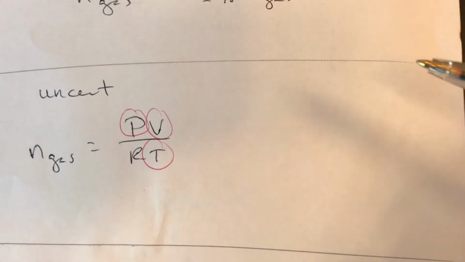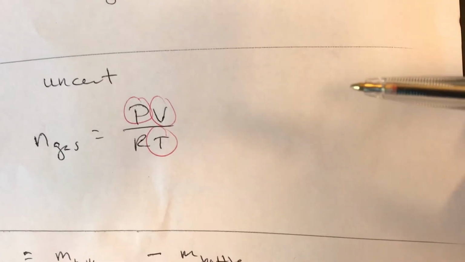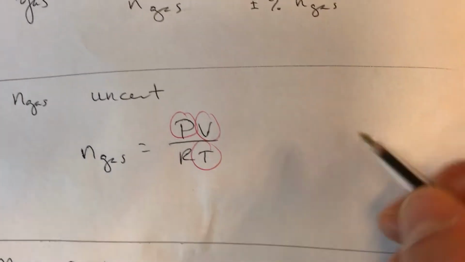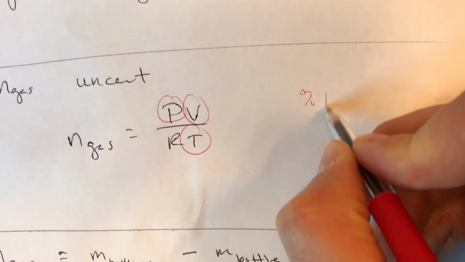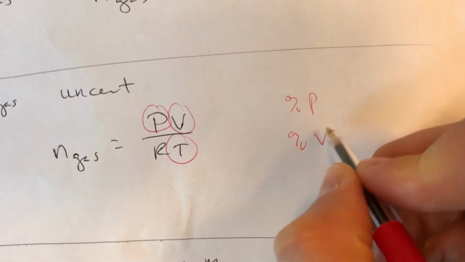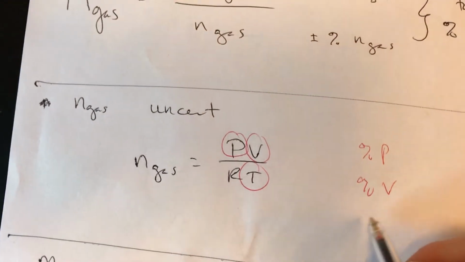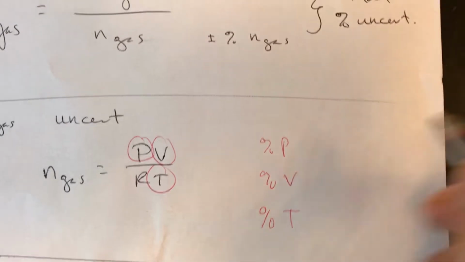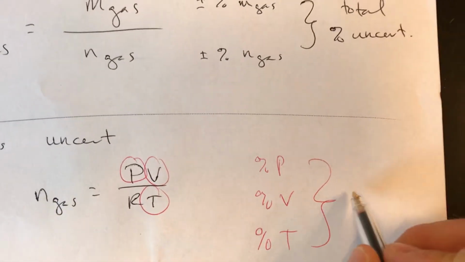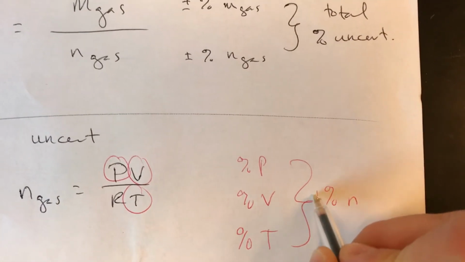If you can convert all of those uncertainties into percentages and add them together, you'll get the total percent uncertainty on the moles of a gas. So percent uncertainty on pressure, percent uncertainty on volume, and percent uncertainty on temp combined will give you the percent uncertainty on the moles.